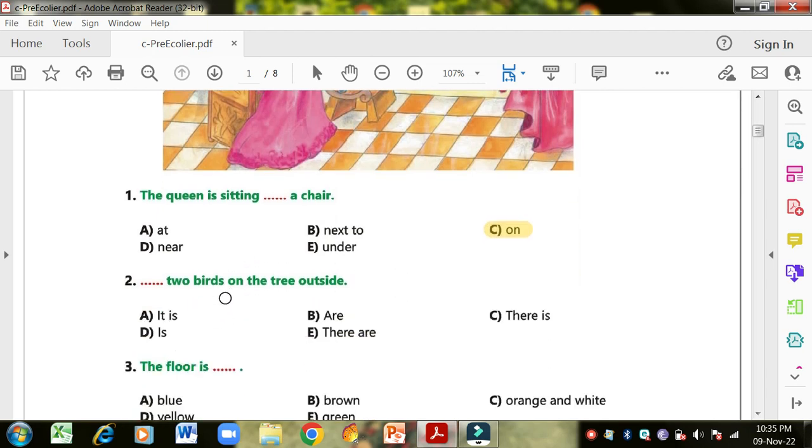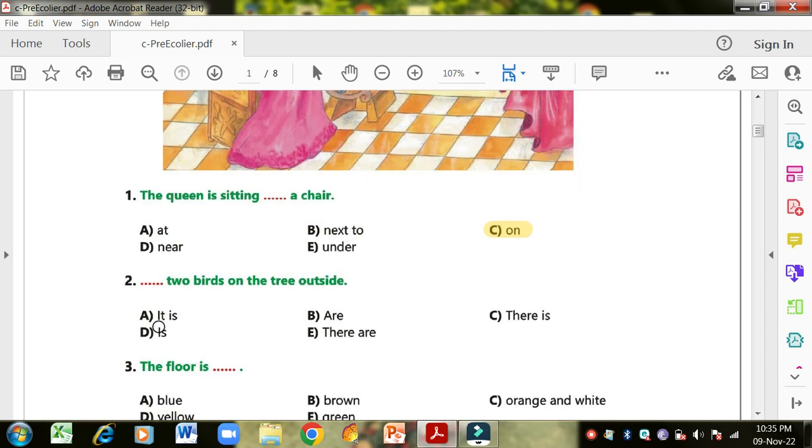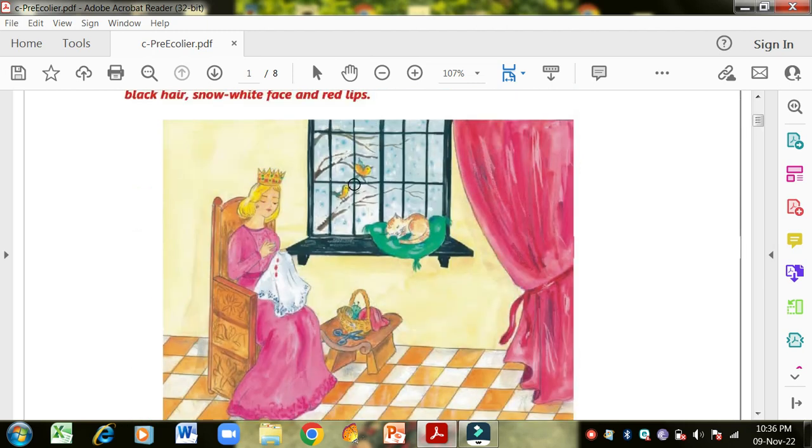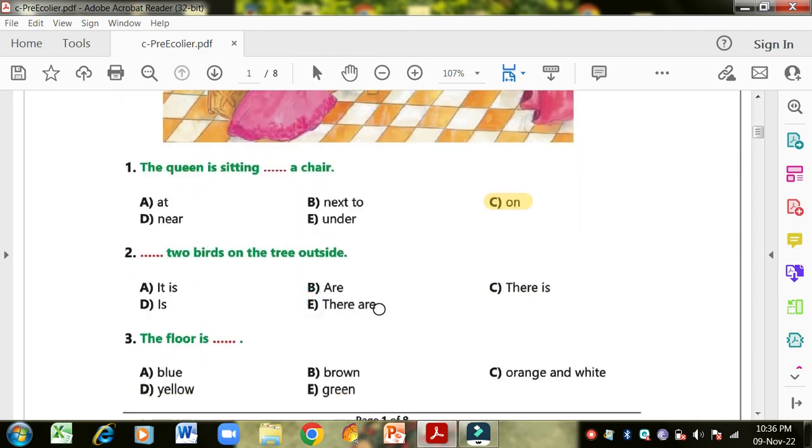Okay, number 2: two birds on the tree outside. Now you can see that the 2 birds are on the tree outside the window. Now see the options. It is 2 birds on the tree outside? Are 2 birds on the tree outside? There is 2 birds on the tree outside? Definitely there is will not be used because the birds are plural. So is will also not be the answer. So the correct answer will be there are 2 birds on the tree outside. You can see that there are 2 birds sitting on the tree. So the correct option here is number E.